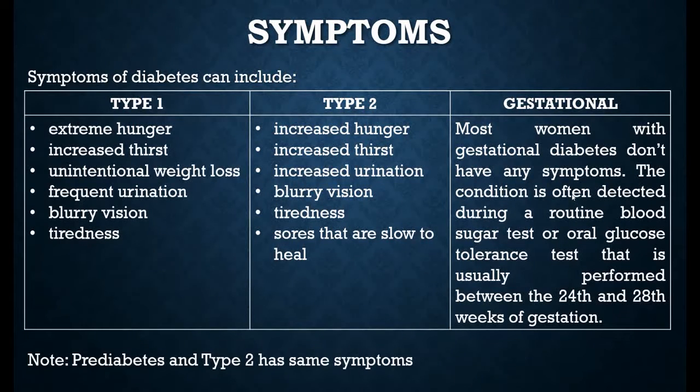Symptoms, if we talk about them: type 1 has symptoms like extreme hunger, increased thirst, losing weight without intention, frequent urination, blurry vision and tiredness. Whereas type 2 diabetes as well as pre-diabetes have similar symptoms: increased hunger, increased thirst, increased urination, blurry vision and tiredness. Along with that, you will have sores on your heels. When we talk about gestational diabetes, mostly it is asymptomatic, meaning there are no symptoms, but the doctor will check you for diabetes with the glucose tolerance test during the pregnancy period of the 24th to 28th week.